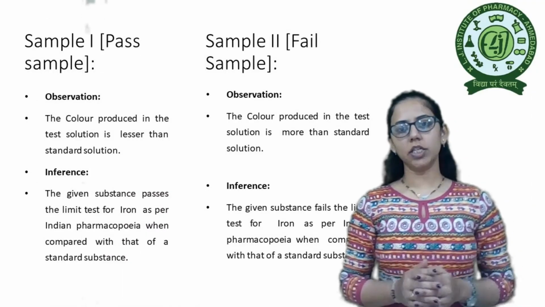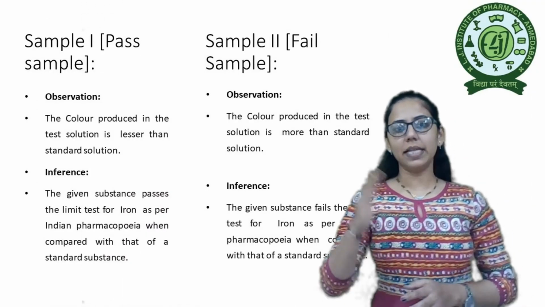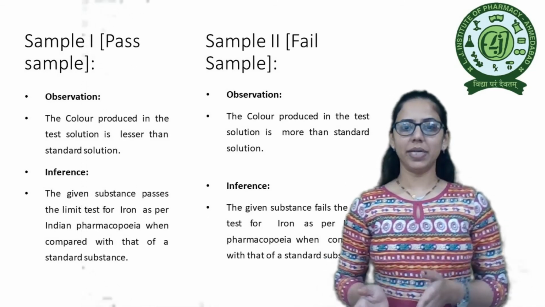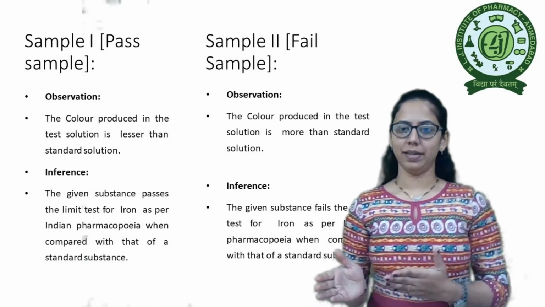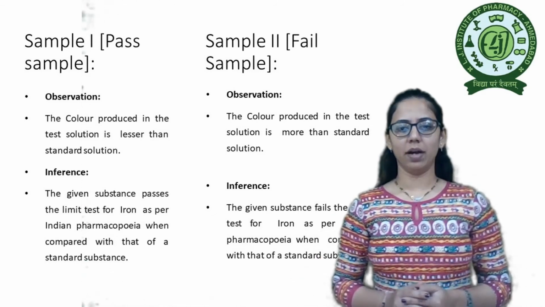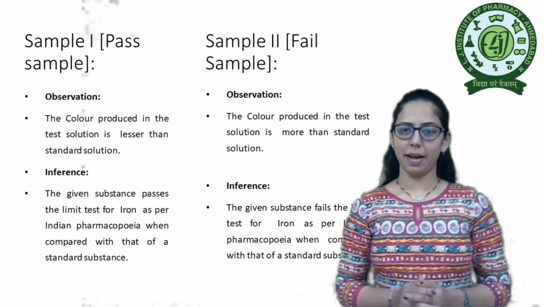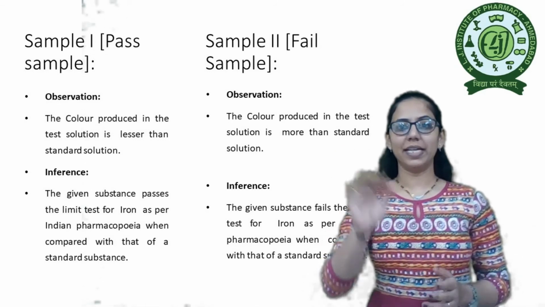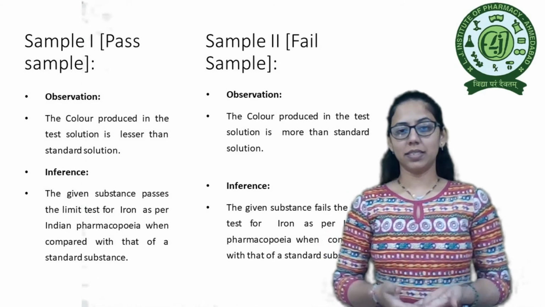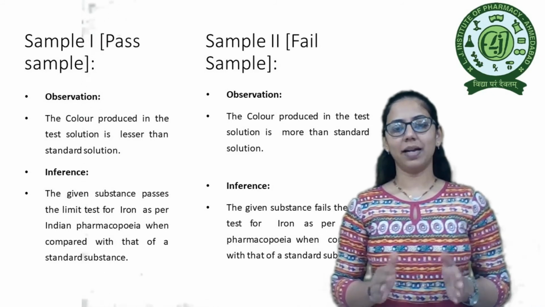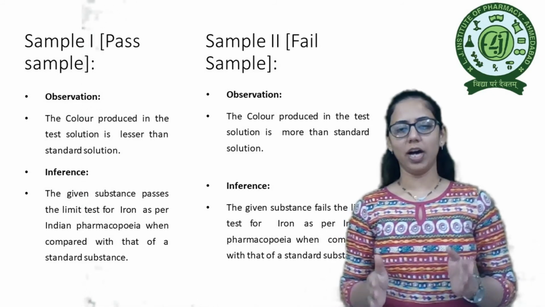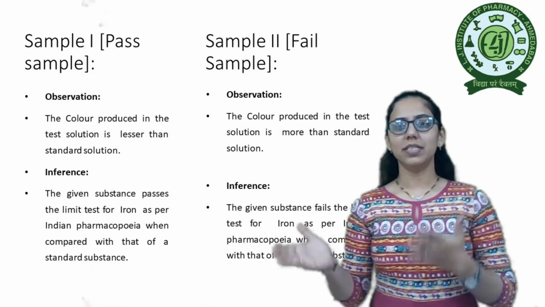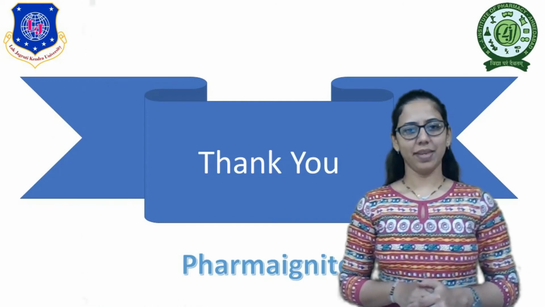If the color produced in the test solution is less than that of the standard, then we can say the given substance passes the limit test for iron as per Indian Pharmacopoeia when compared with that of the standard sample. And if the color produced in the test solution is more than the standard solution, then we can say the given substance does not pass the limit test for iron as per Indian Pharmacopoeia when compared with that of the standard substance.